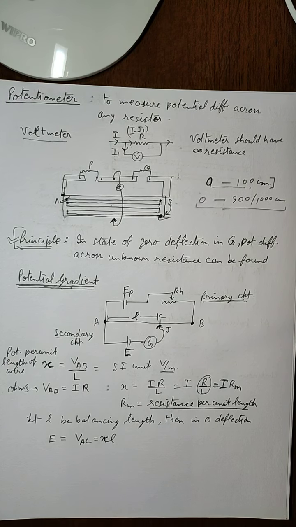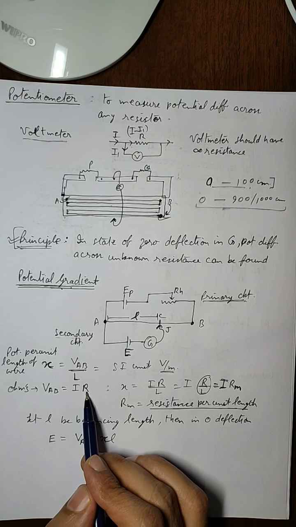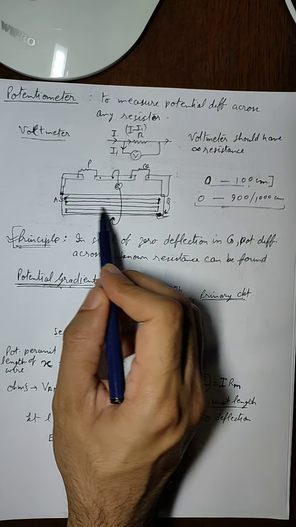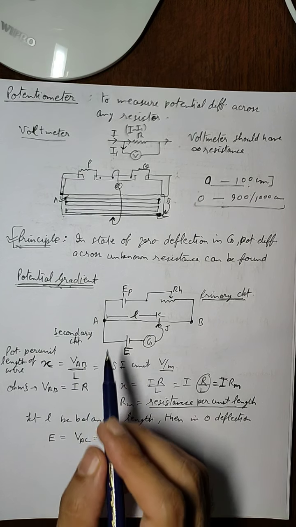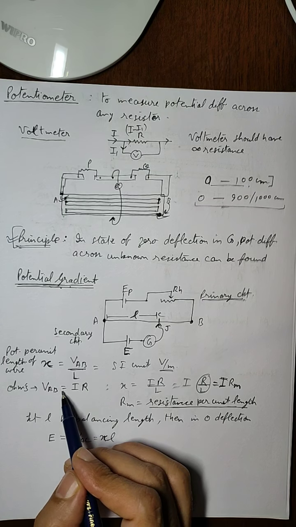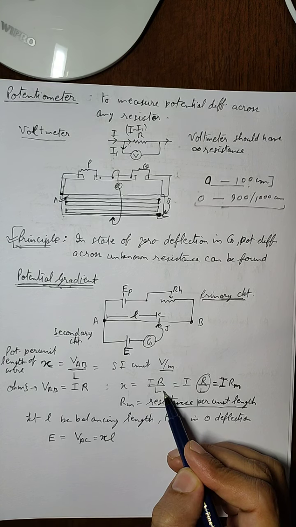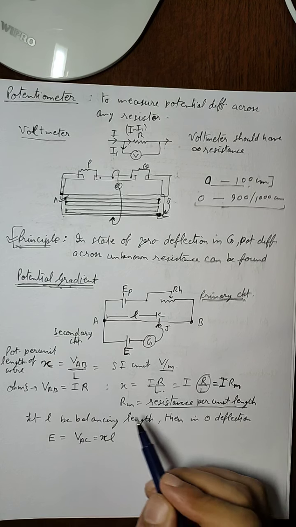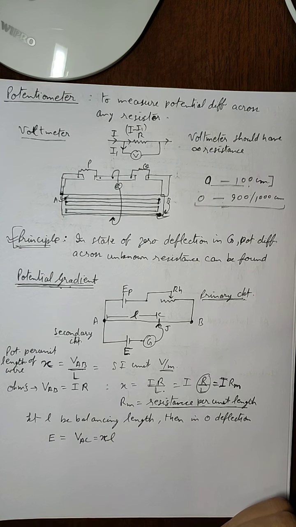Now according to Ohm's law, VAB can also be given as IR, where R is the resistance of the wire between A and B. All these wires, the total resistance between point A and B is R, and the current flowing through the potentiometer wire is I, then VAB is also equal to IR. Now if we put this value here, then we'll get X equals IR upon L. This value R upon L is written as Rm, where Rm is the resistance per unit length. This R upon L is the resistance per unit length.